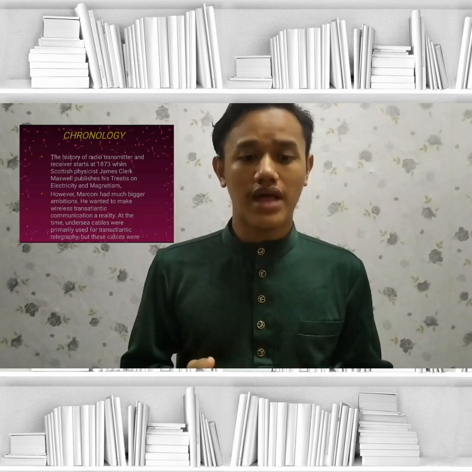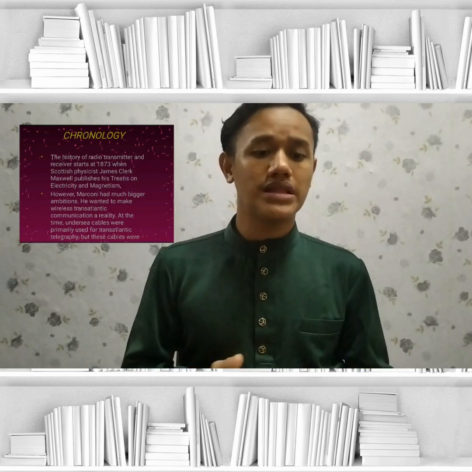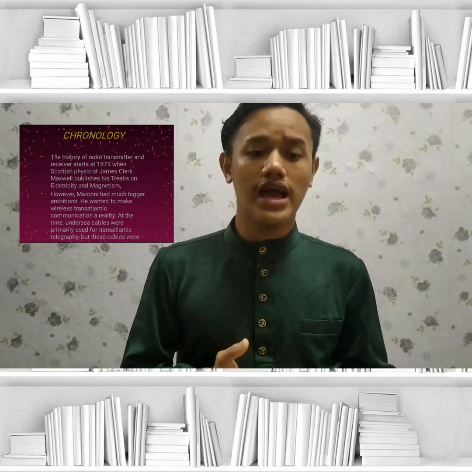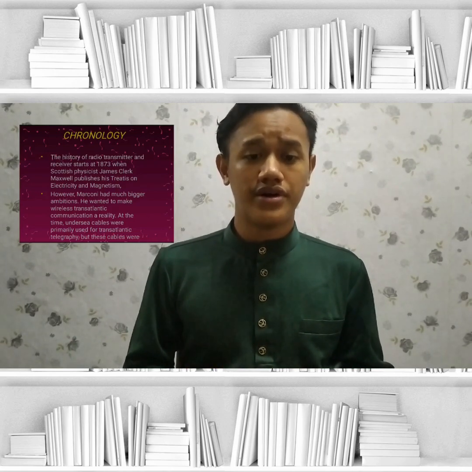A few years later, German physicist Hertz proved Maxwell's idea through experimentation. Hertz, however, never grasped the complete potential of his discoveries. His interest in the matter was purely academic. When asked what his discovery meant, he responded, "It's of no use whatsoever." If only he had lived a little longer.